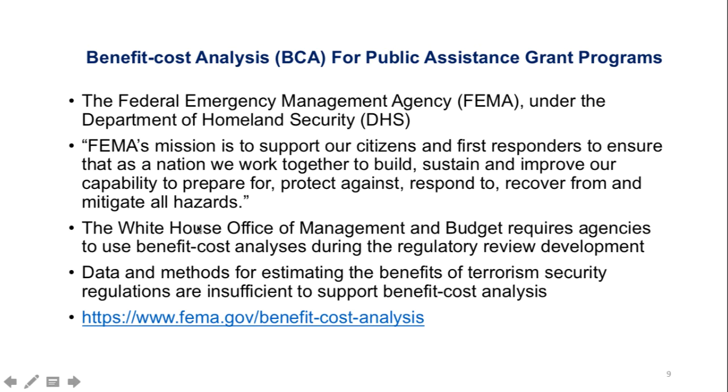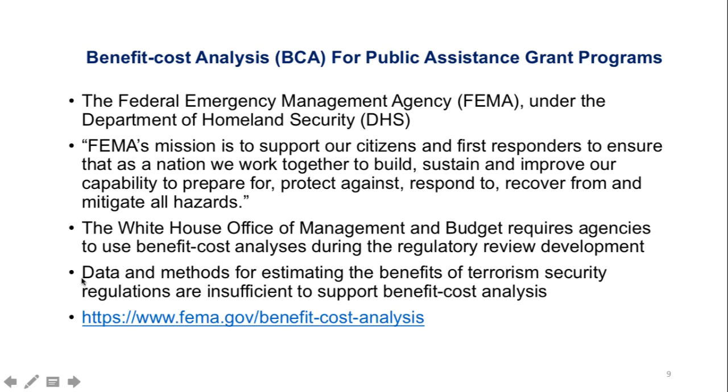Now, if you look at the website, you see that the White House Office of Management and Budget requires agencies to use benefit cost analysis during the regulatory review and development of any new proposal and project. That means if there is a new grant program for a new project, there should be a benefit cost analysis for it, to determine who are the losers, who are the winners, and what are the benefits and costs of each specific project. Yes, there are problems with the data and methods.